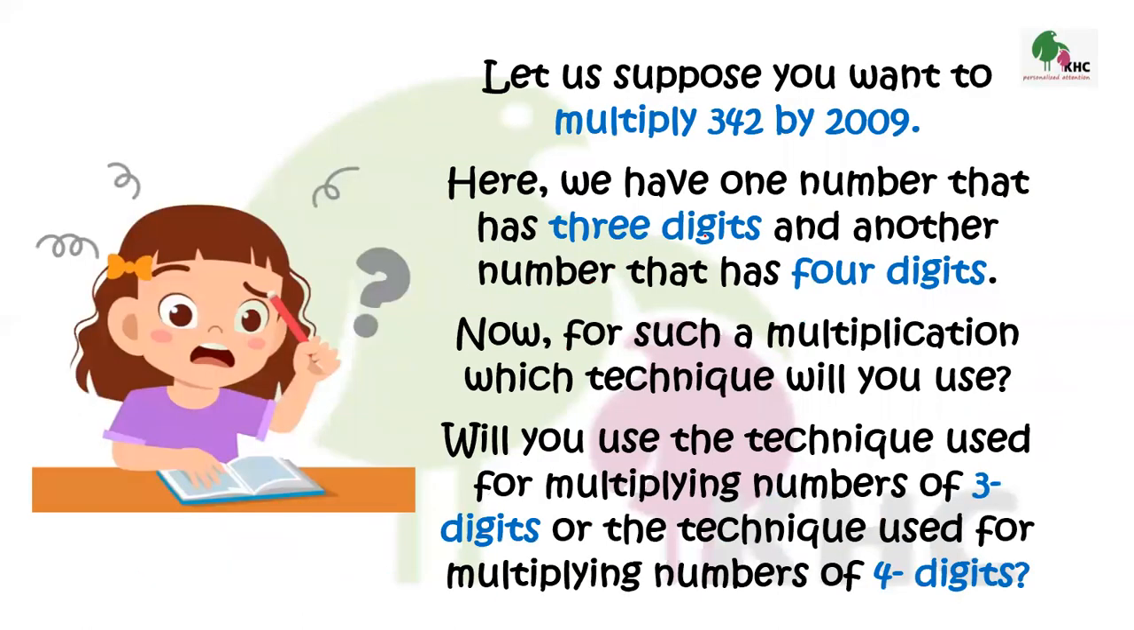Let us suppose you want to multiply 342 with 2009. One of the numbers contains 3 digits and the other one contains 4 digits. Now for such a multiplication, which technique will you use? Will you use the technique for multiplying 3-digit numbers or the technique for multiplying 4-digit numbers? You're confused, isn't it?